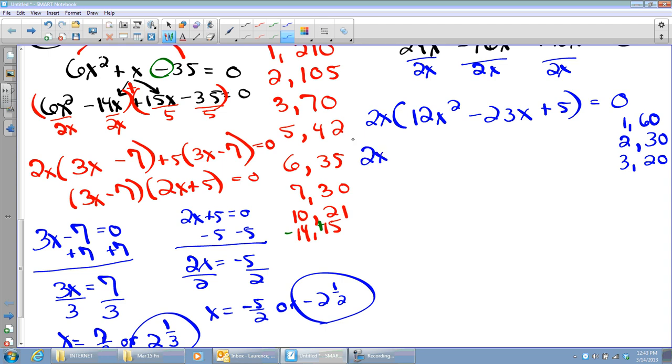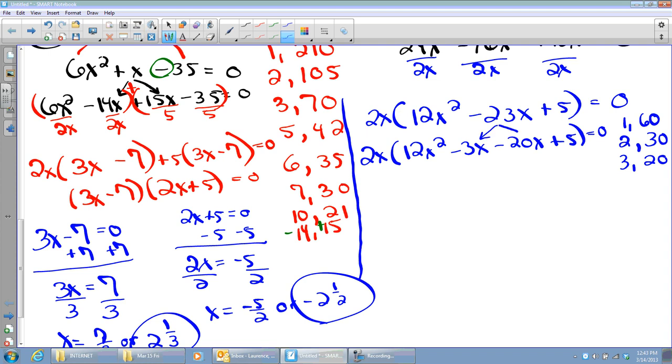Have my 2x. Draw a little line there. Okay, 12x squared. Write it as negative 3x minus 20x plus 5. That equals 0. I rewrote the negative 23 as minus 3 and minus 20. All right, got a 2x out front. And now I'm going to do my grouping. And here I'm going to group like this, group like that, and I'm going to put a plus sign in between.